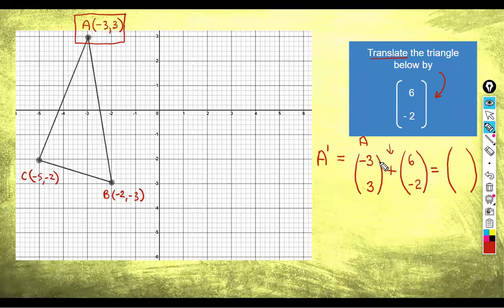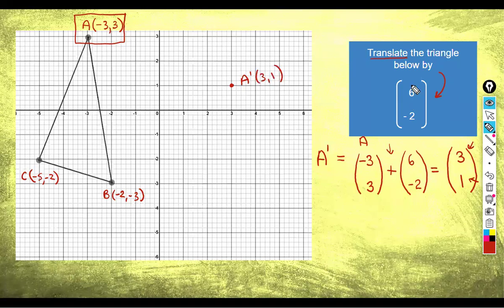Minus 3, you're adding the top to the top. Minus 3 plus the 6 from the translation gives you positive 3. 3 plus minus 1, a plus and a minus is a minus. So you end up with 3 minus 2 is 1. So point A prime, the top is X, the underneath is Y. Where's 3, 1? 3, 1. A prime will be here.